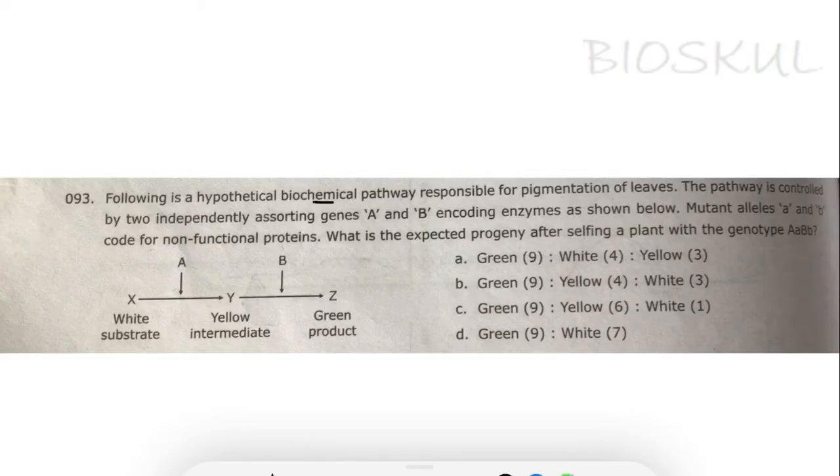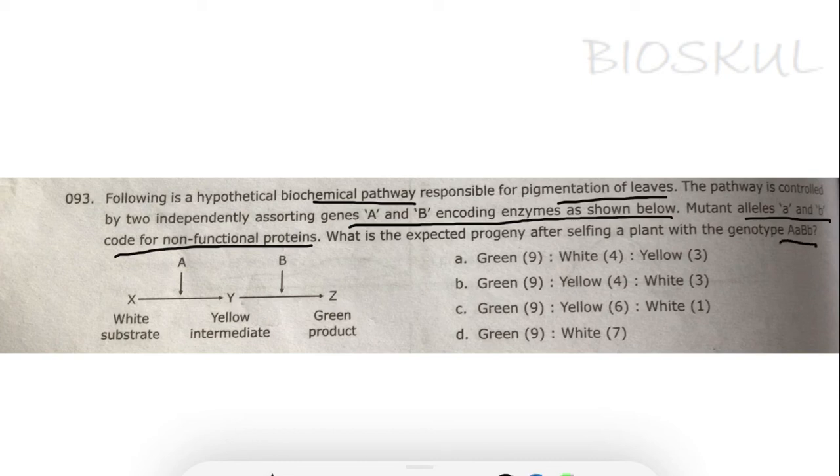Following is a hypothetical biochemical pathway responsible for pigmentation of leaves. The pathway is controlled by 2 independently assorting genes A and B encoding enzymes as shown below. Mutant alleles a and b code for non-functional proteins. What is the expected progeny after selfing a plant with the genotype capital A small a, capital B small b? Okay, let's understand the question first.